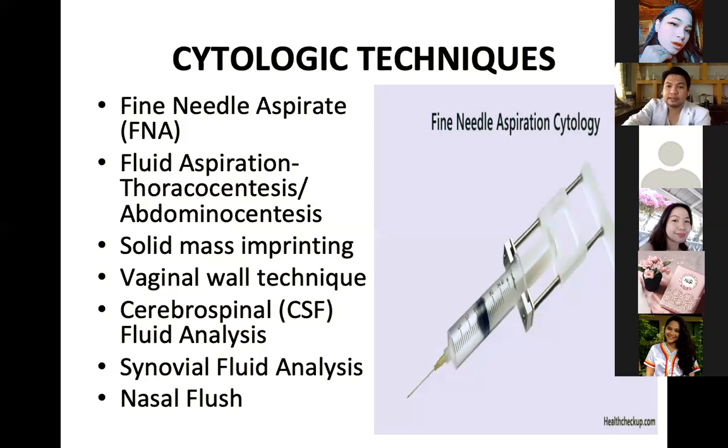sampling the different cells. Okay, FNA or the fine needle aspirate, fluid aspiration, or the thoracocentesis, for example, or an abdominocentesis. Okay, these are the removal of body fluids. Thoracocentesis is the removal ng fluid sa thoracic portion, sa lungs. Abdominocentesis or peritoneal centesis, removal ng fluid sa abdomen or sa peritoneal cavity. Solid mass imprinting, vaginal wall technique, CSF analysis, and synovial fluid analysis. Also, meron tayong tinatawag na nasal flush.